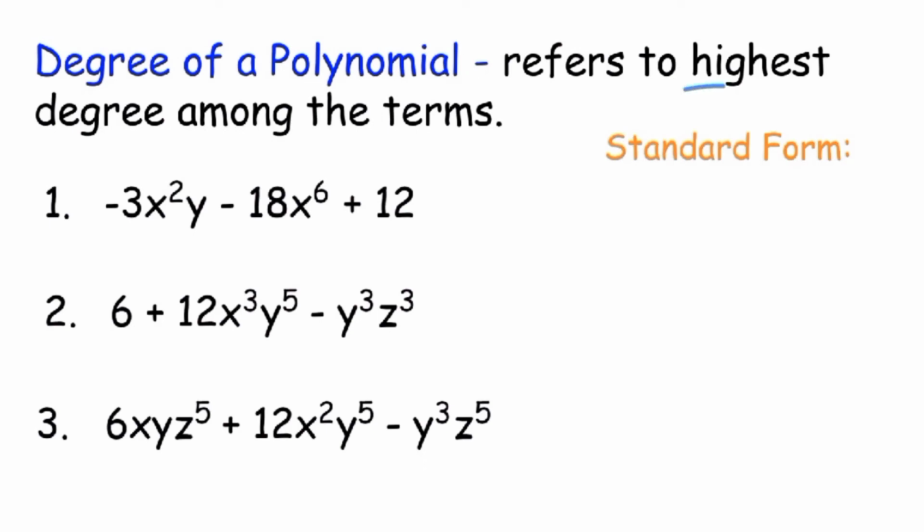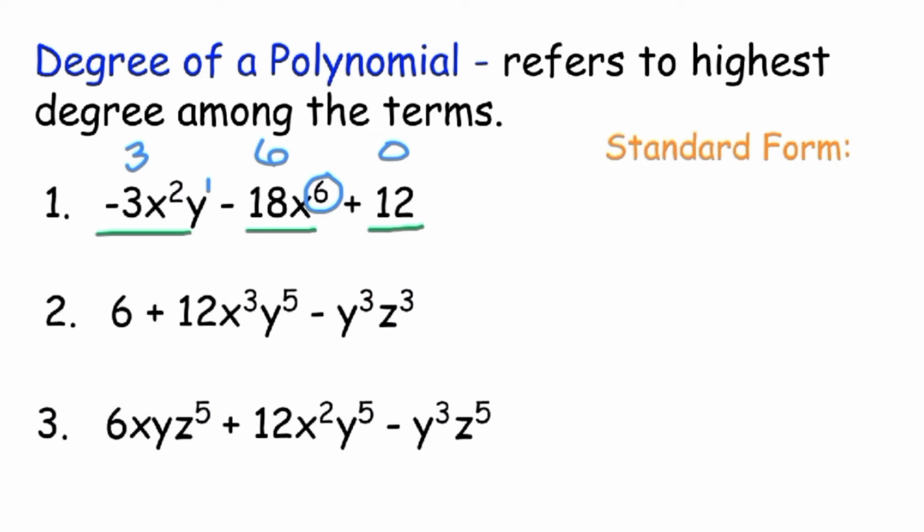Okay, the degree of a polynomial refers to the highest degree among the terms. So number 1, we have 3 terms, right? Let's see which term has the highest degree. We have 3 in the first term, and then 6 in the second term, while the last term is 0. So the term with the highest degree is negative 18x raised to 6.